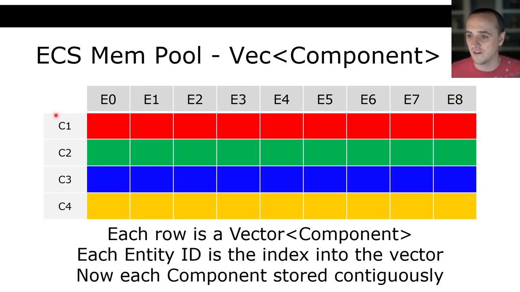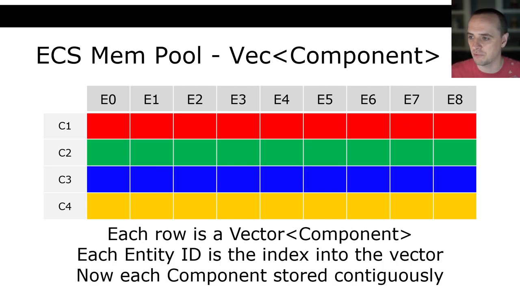So we have a vector of each type of component. So what is an entity now? If the entity doesn't store the data, what is an entity? Well, the entity is just the index into these vectors, right? So if you want to get the component 2 of entity 2, then all you need to do is look up index 2 of the component 2 array. And I'll show you how I do that in a second. So each entity ID is the index into the vector for each component. And so now each component is stored contiguously.